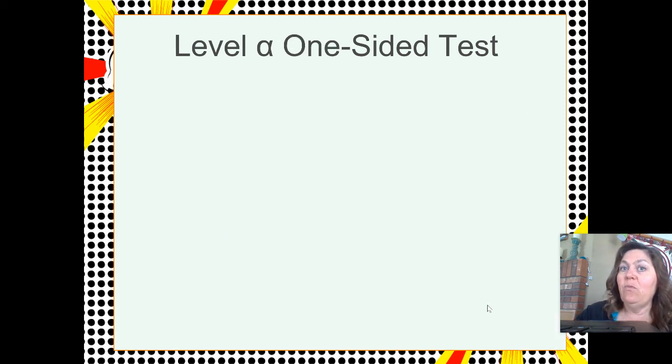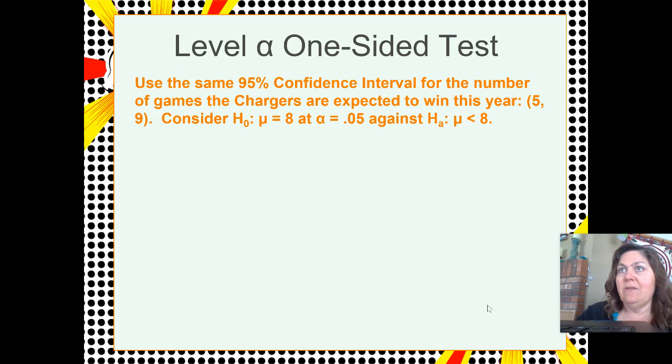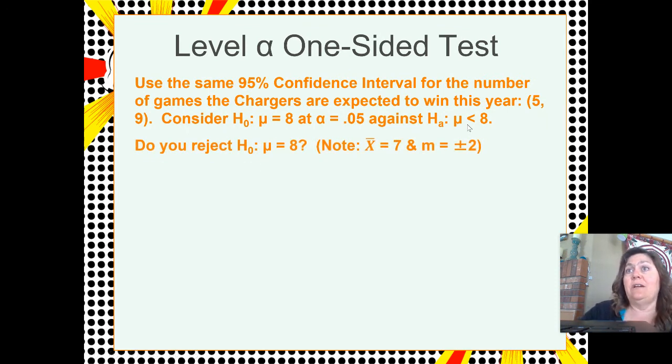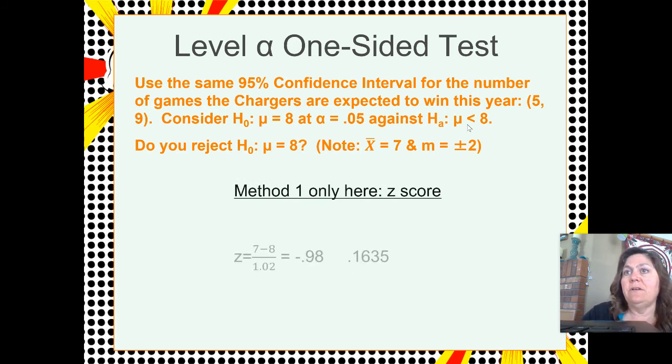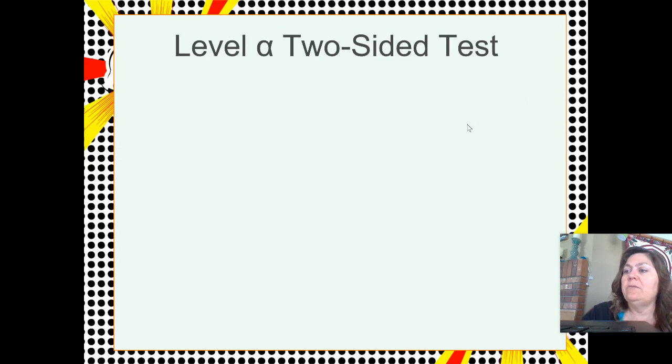However, if it's a one-sided test, so here I did the exact same problem, but I made it one-tailed, less than 8. Do you reject it? Well, the only method you could use here is the full-on formula. Oops, let me go back.